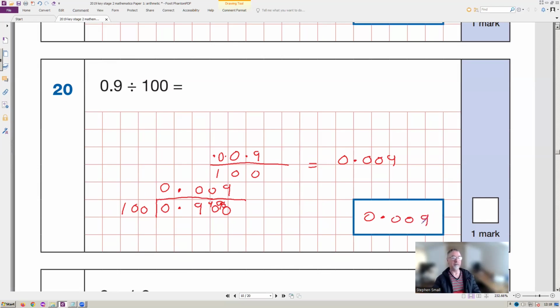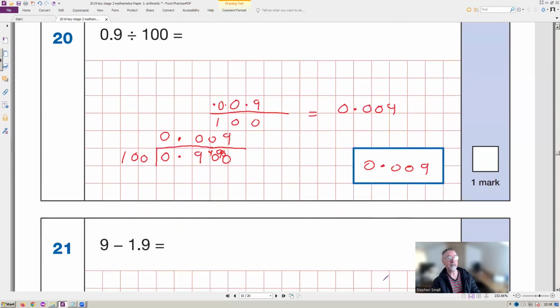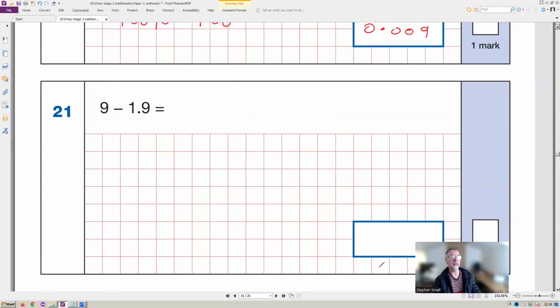Yeah, you've got to be a bit careful sometimes. 9 minus 1.9. Well, I can see another way, if we look at it quickly, it's 9 take away 2, which is 7. And 1.9 is so close to 2, except it's a little bit less. So the answer is not going to be 7, it's going to be 7.1, because 1.9 is 0.1 away from it. But that's just seeing it mentally.